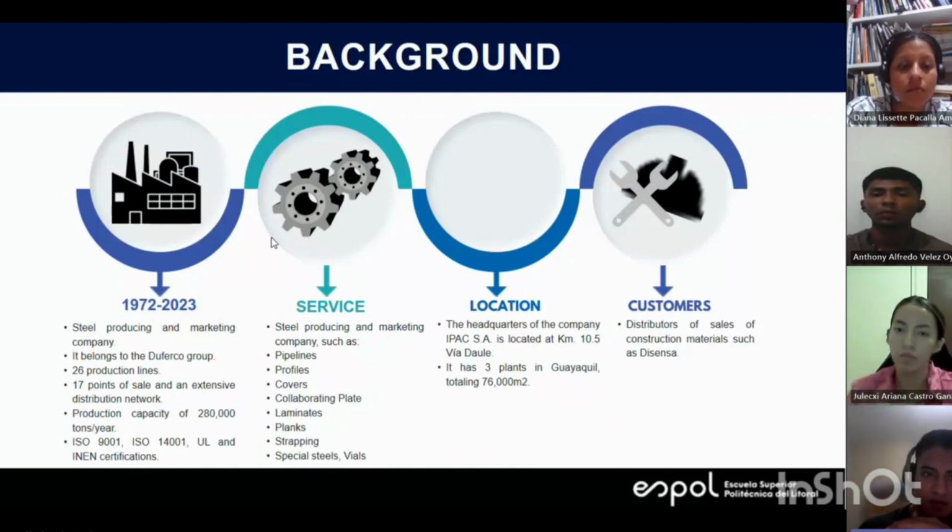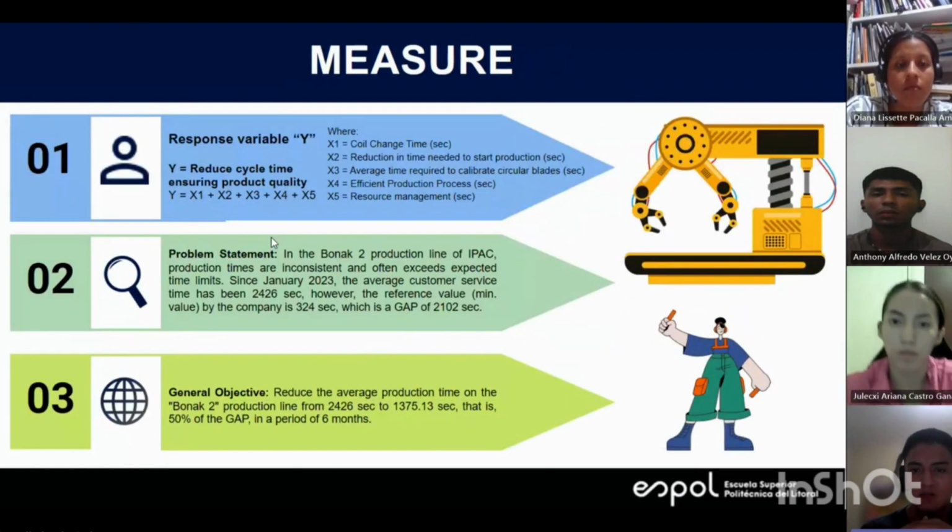Remember, in the definition stage, we have the variable where reduced cycle time ensures product quality, which depends on the following variables: X1, X2, X3, X4, and X5. Furthermore, this was the definition of the problem and the general objectives of this project.